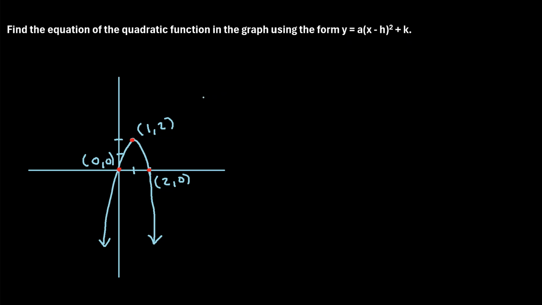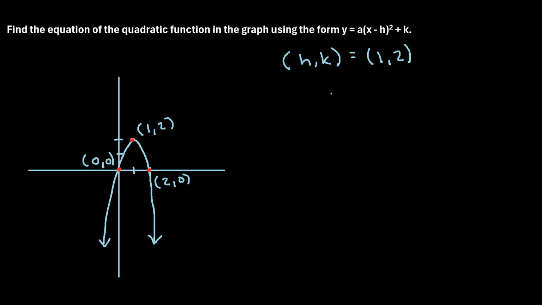So the first step is we need to identify the vertex in the graph. Because this parabola is opening downwards, the vertex is going to be the highest point in the graph, which we can see is labeled right here as (1, 2). When writing a quadratic function in this form, the coordinates (h, k) correspond to the vertex, which is (1, 2). So for this example, h is 1 and k is 2.